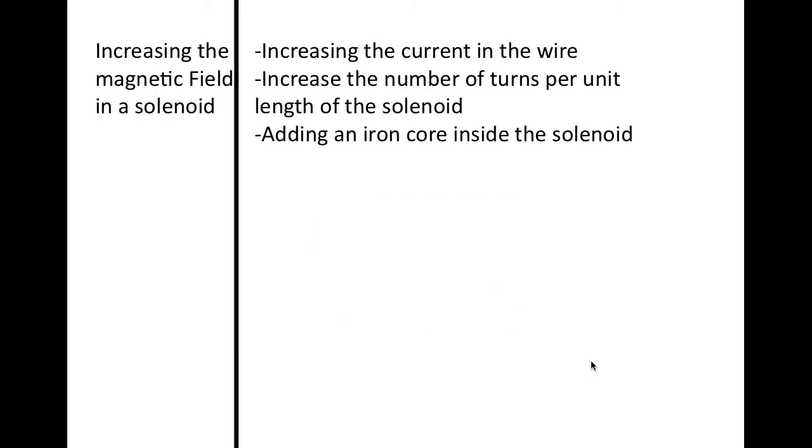If we wanted to increase the magnetic field, we could increase the current in the wire. We could also increase the number of turns per unit length of the solenoid, or how many times the wire is wrapped around the metal rod. We could also add an iron core inside of the solenoid.